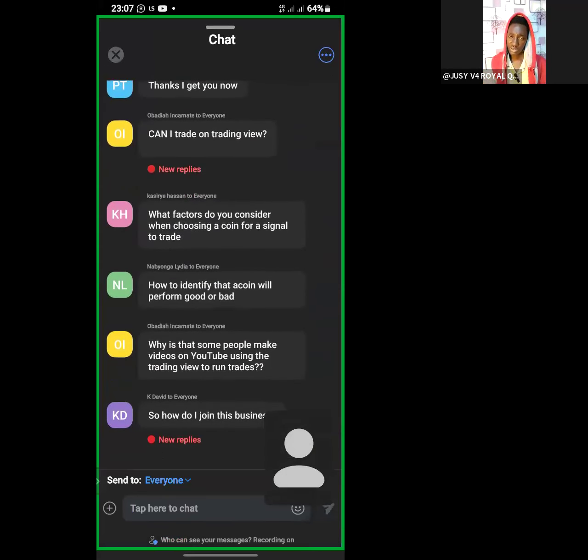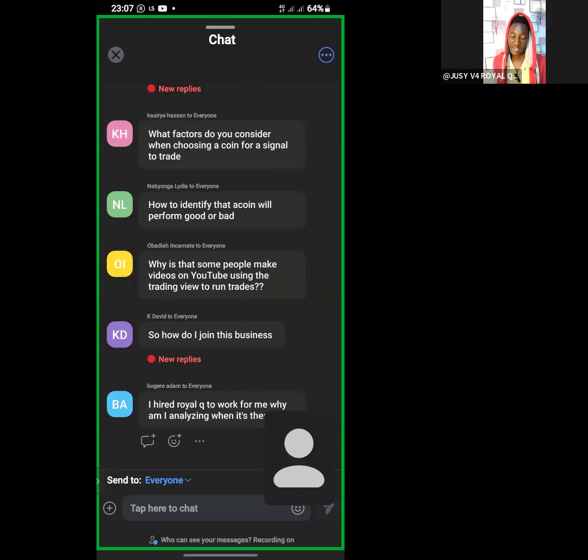What factors do you consider when choosing a coin signal to trade? There are many factors. We're going to look at those tomorrow. For example, the characteristics of the coin. Are you trading a mere altcoin, or are you trading a meme coin? That's the first characteristic. We know meme coins are so volatile, so they can easily pump you, they can easily dump you.